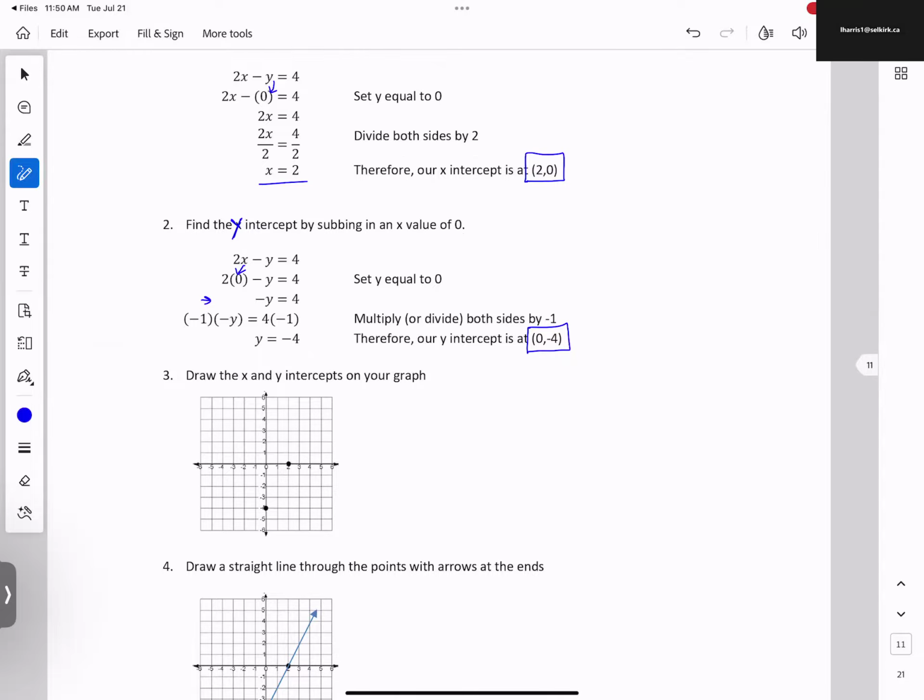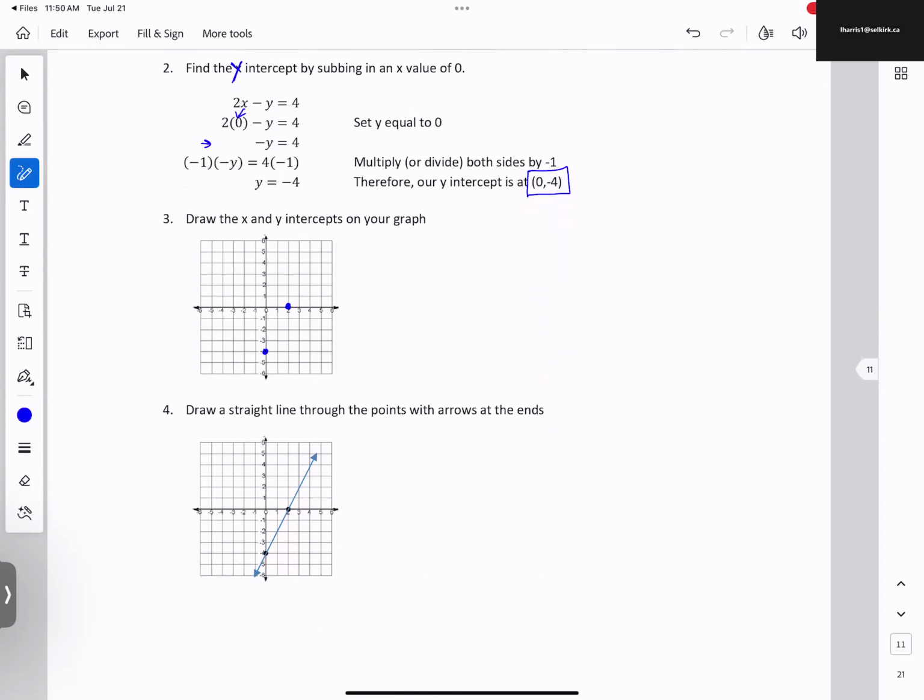Now we can draw those 2 points on our graph. So 2 and 0 up here, and then 0 and -4 down here. And then we can connect those with a straight line and arrows through the ends, and we've graphed our line.